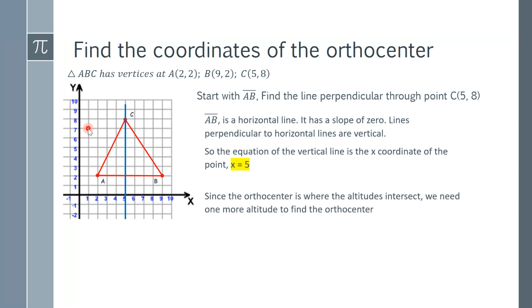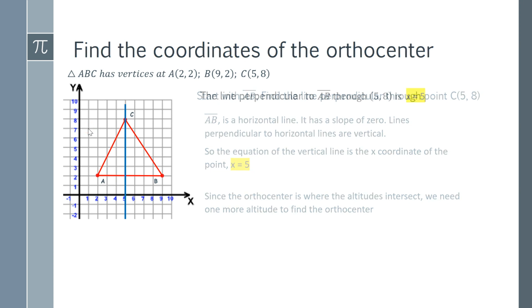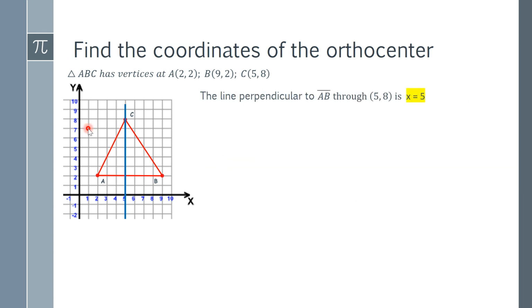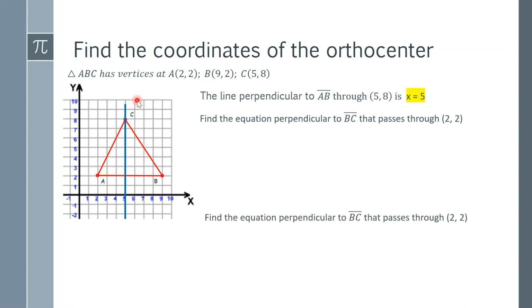So we need to find one more altitude so that we can find the orthocenter. We're going to look at the line perpendicular to AB. Well, we've already got that one. AB through 5, 8 is x equals 5. Now we're going to look at the equation perpendicular to BC. So we're going to look at this line, and it goes through 2, 2. It has to pass through this point because it has to pass through a vertex. So let's see how that works out.